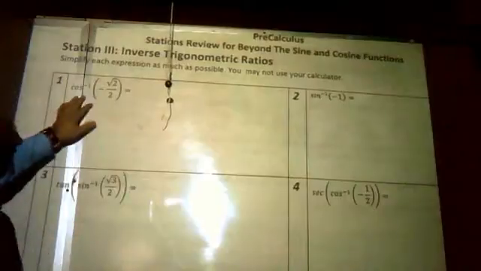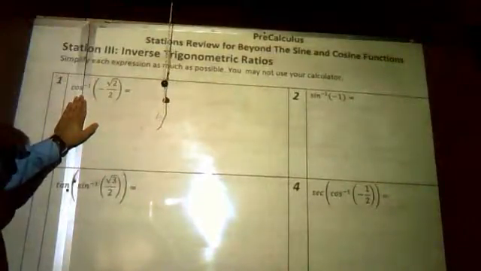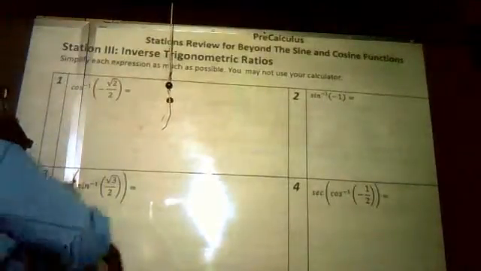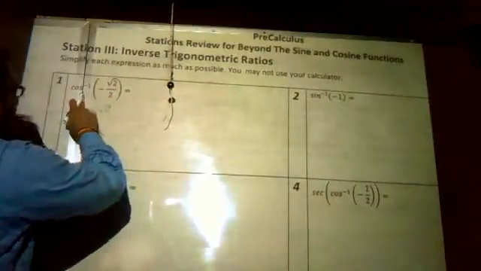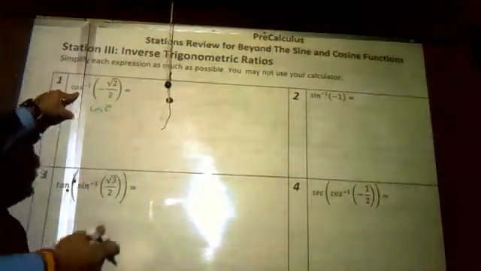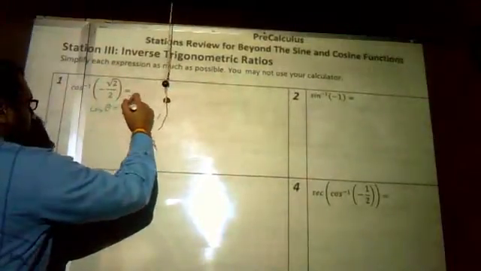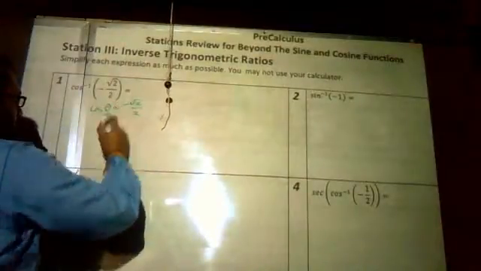Well, what question are you trying to ask yourself every time you see an inverse problem? Every time you see an inverse problem, you have to ask yourself the question: for what angle theta is the cosine function, because we're looking for the inverse cosine, so the cosine of theta is going to be equal to negative square root of 2 over 2. So we're looking for the angle theta, right?